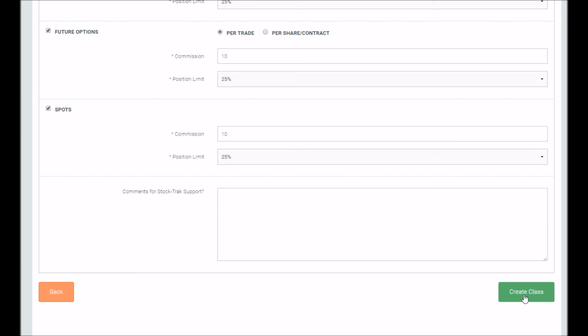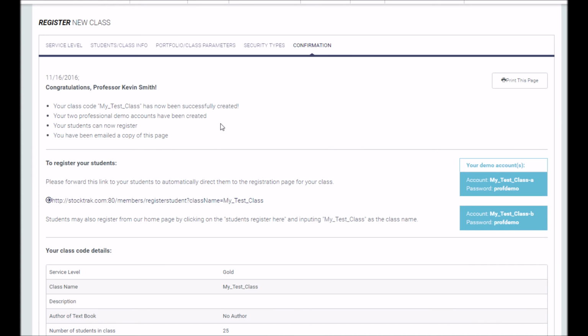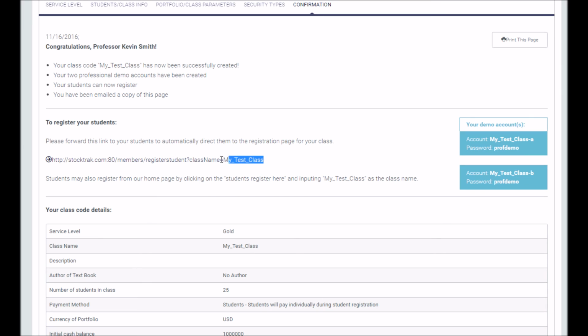Next, click Create Class to have your class set up. This will give you a confirmation page, and you should receive an email with the same information. This includes a link to send your students. Clicking this link will take them to the registration page for your class, where they can create their login, as well as 2 demo accounts.